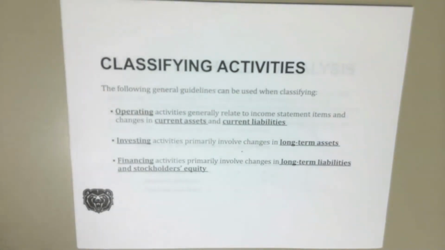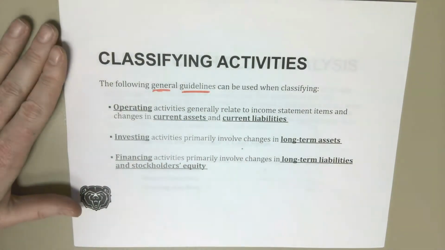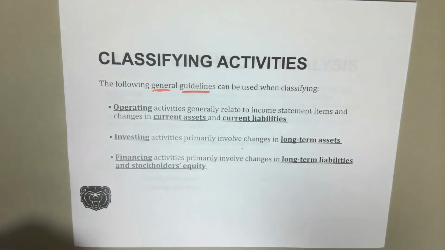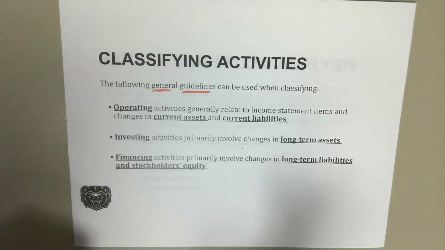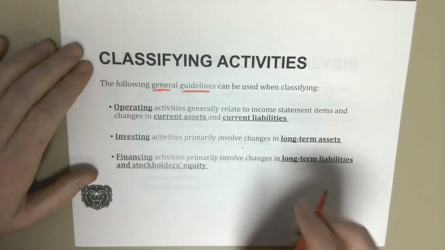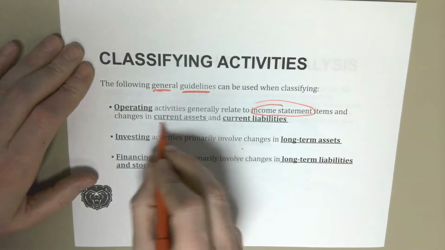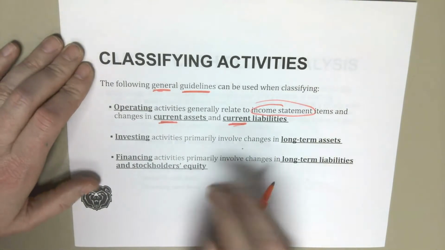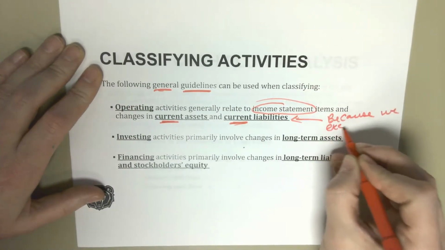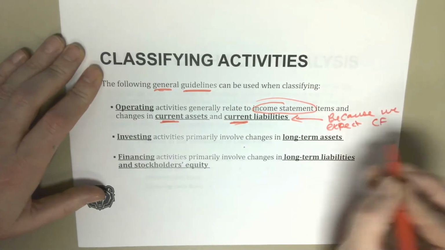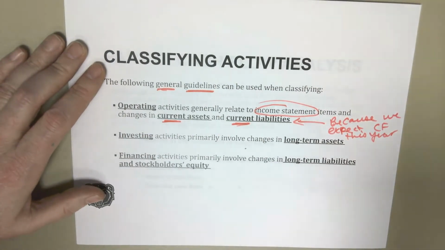We're just reiterating here, and I'm going to give you some general guidelines and some general rules here. Your general guidelines to use when classifying, and I've told you guys this before in the class, when I say a general guideline in this class, it's safe to say you can just follow that guideline and get the answer correct. So when we're talking operating activities, generally they're going to be income statement items, okay? But any changes in current assets or current liabilities. And why is that? Well, because we expect the cash flow this year. Right? So that's why we consider current assets, current liabilities to be part of our operating activities.